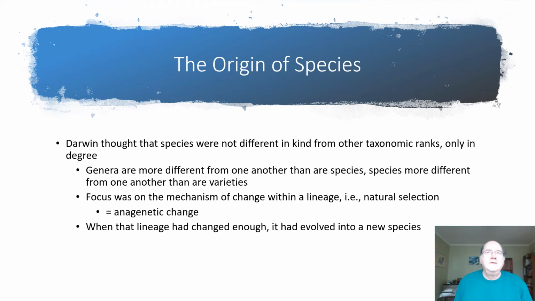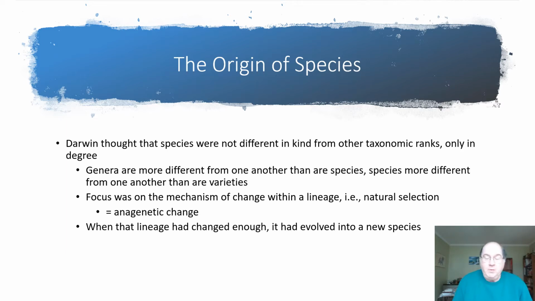So for Darwin, the origin of species was distilled down to how did these differences arise, and that was really the focus of that book, the mechanism by which such differences could appear, could evolve. And of course, the contribution here was that the mechanism was proposed to be natural selection.